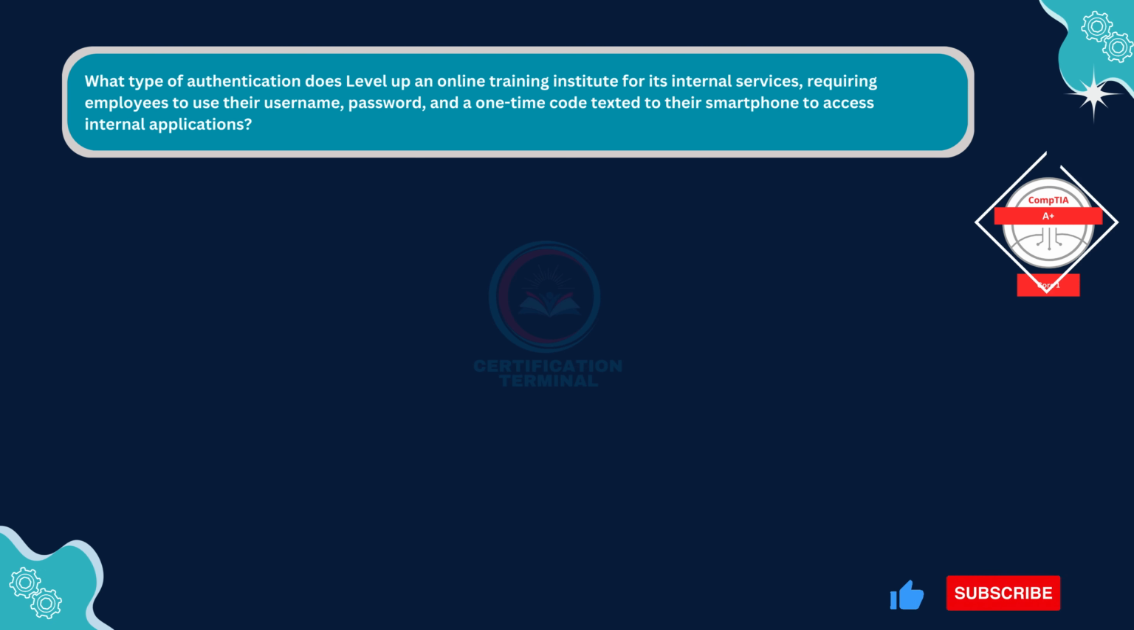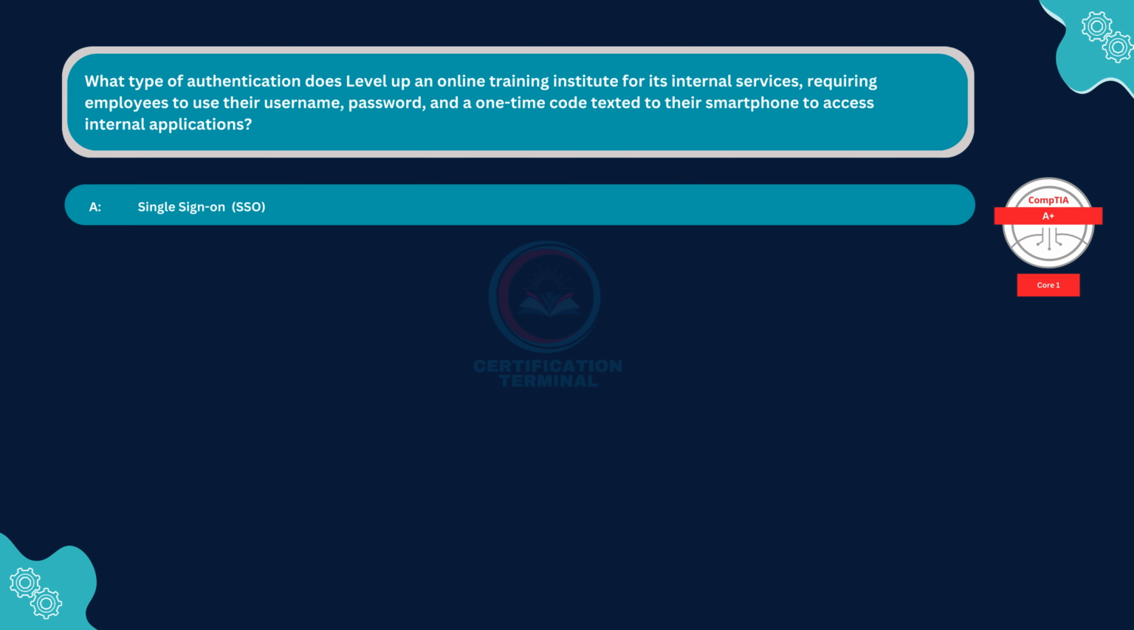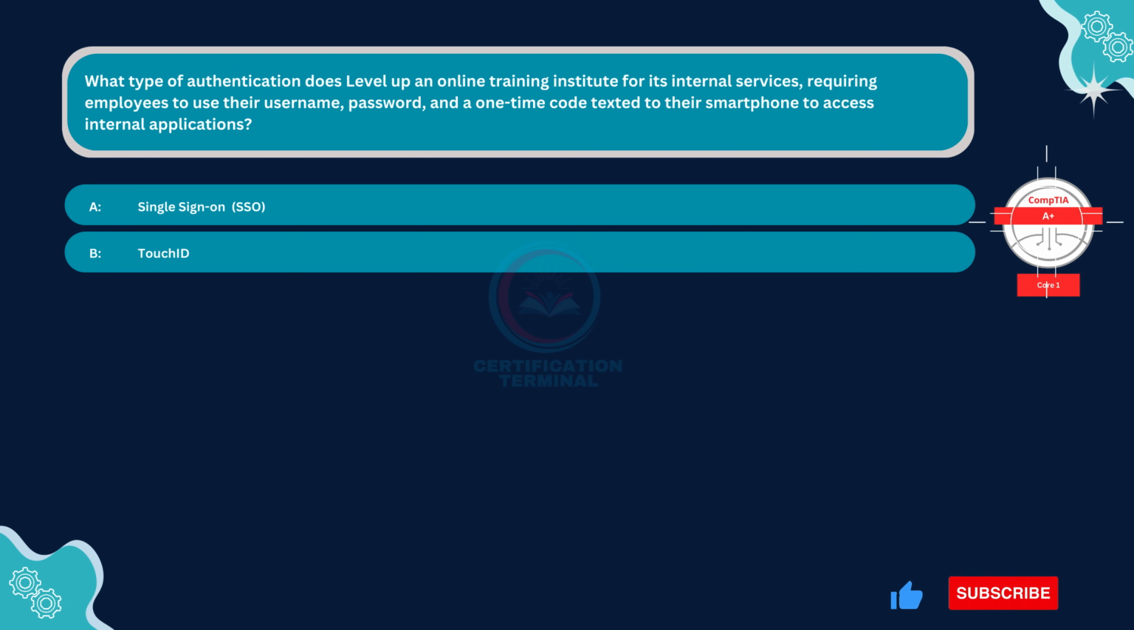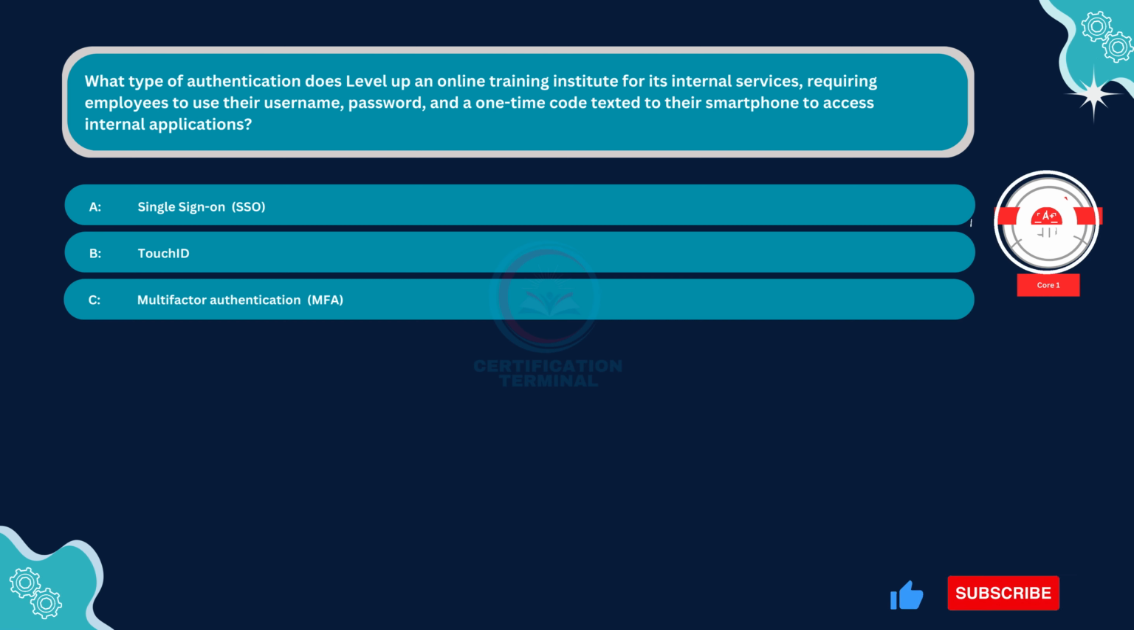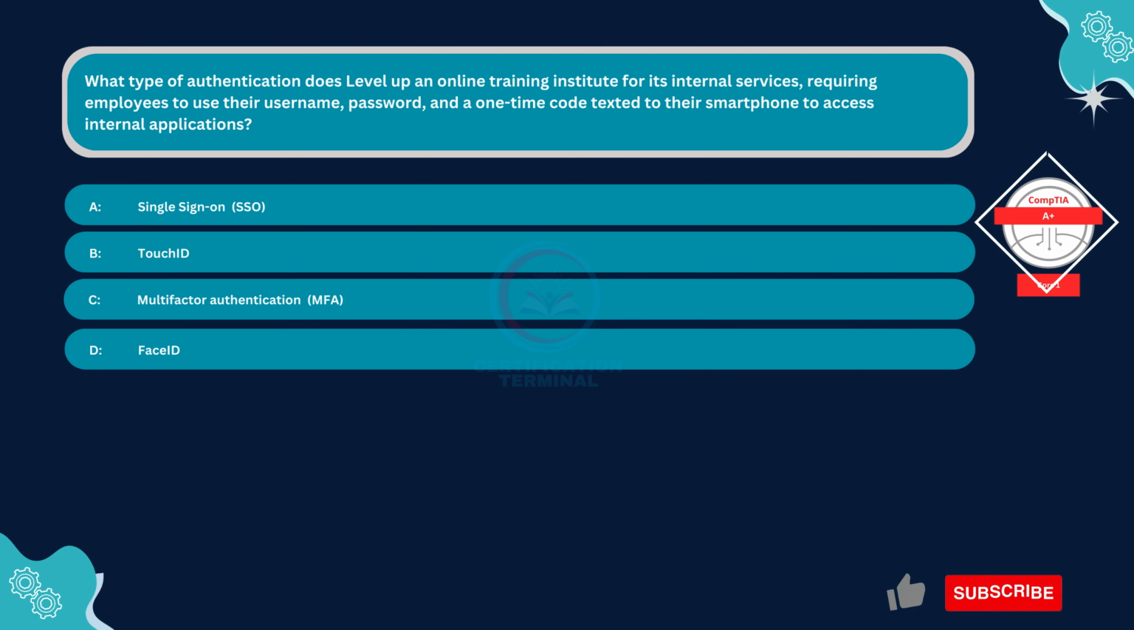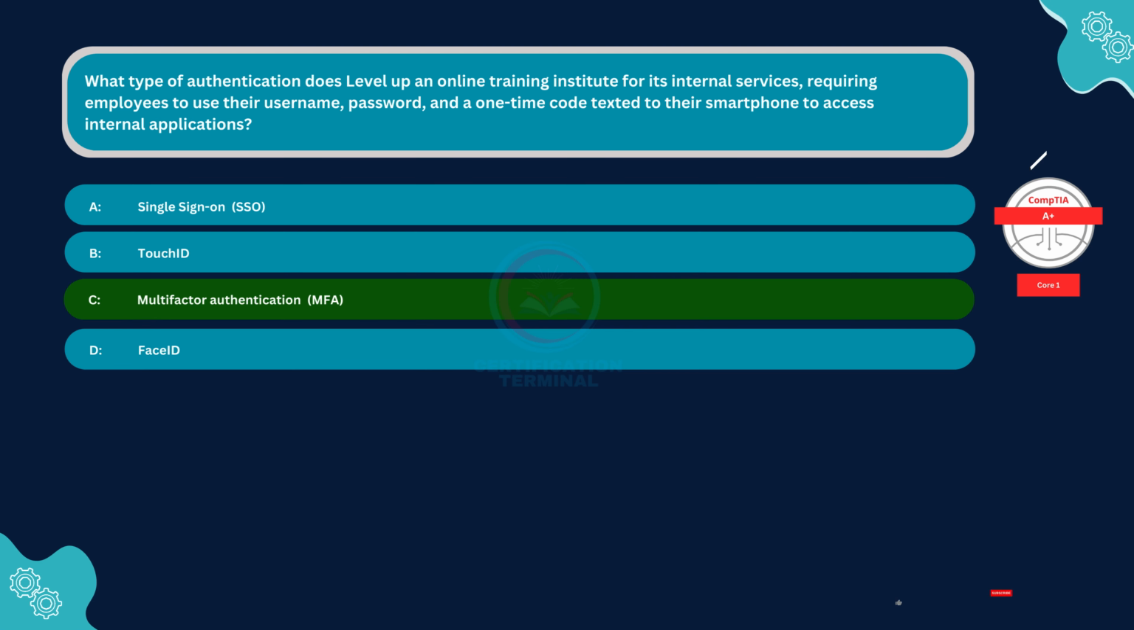Next question. What type of authentication does Level Up, an online training institute, use for its internal services, requiring employees to use their username, password, and a one-time code texted to their smartphone to access internal applications? Option A, single sign-on. Option B, Touch ID. Option C, multi-factor authentication. Option D, Face ID. The correct answer is Option C, multi-factor authentication.